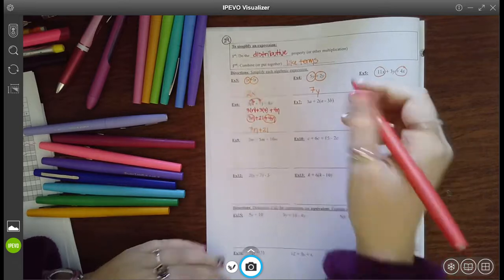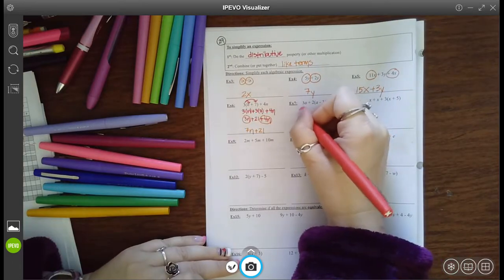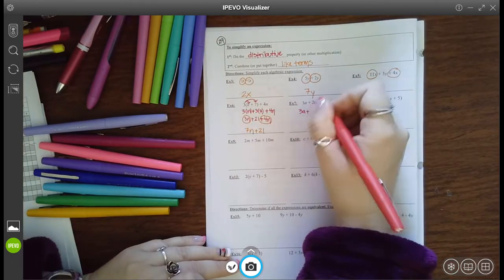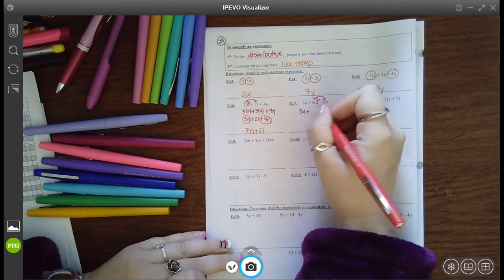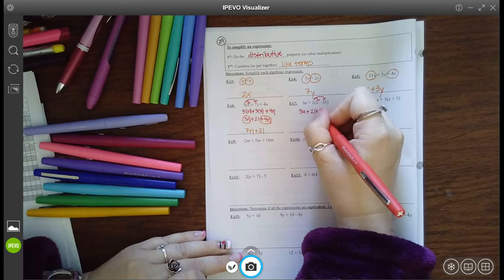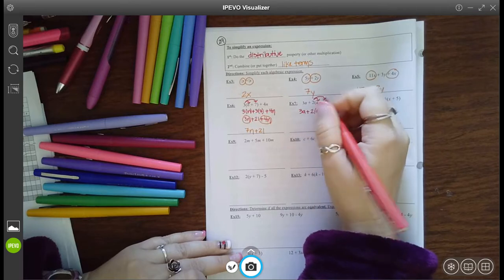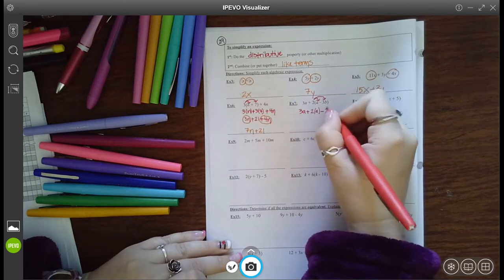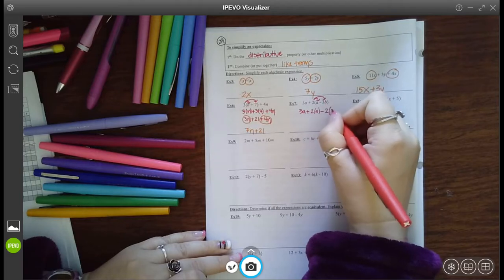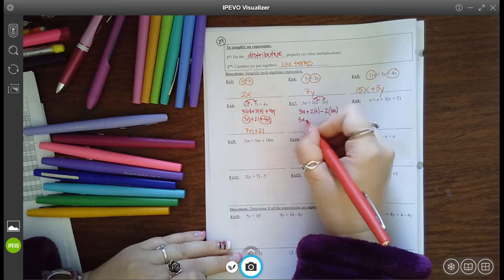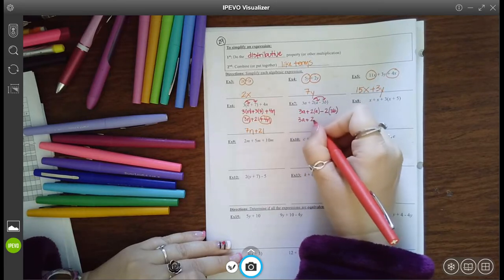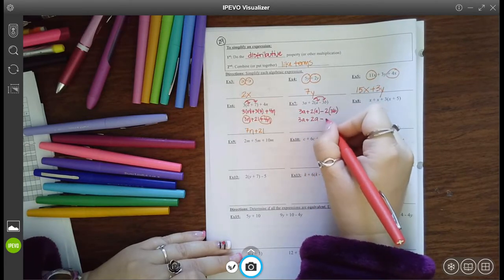Okay, this one, the 3a, nothing's happening, so just bring it down. Plus, I need to distribute that 2 to both things inside the parentheses. So you have a 2 times a, bring down your sign, minus, and then you're distributing the 2 to the 3b. Okay, so you have 3a, and then 2 times a is 2a, minus 2 times 3 is 6b.